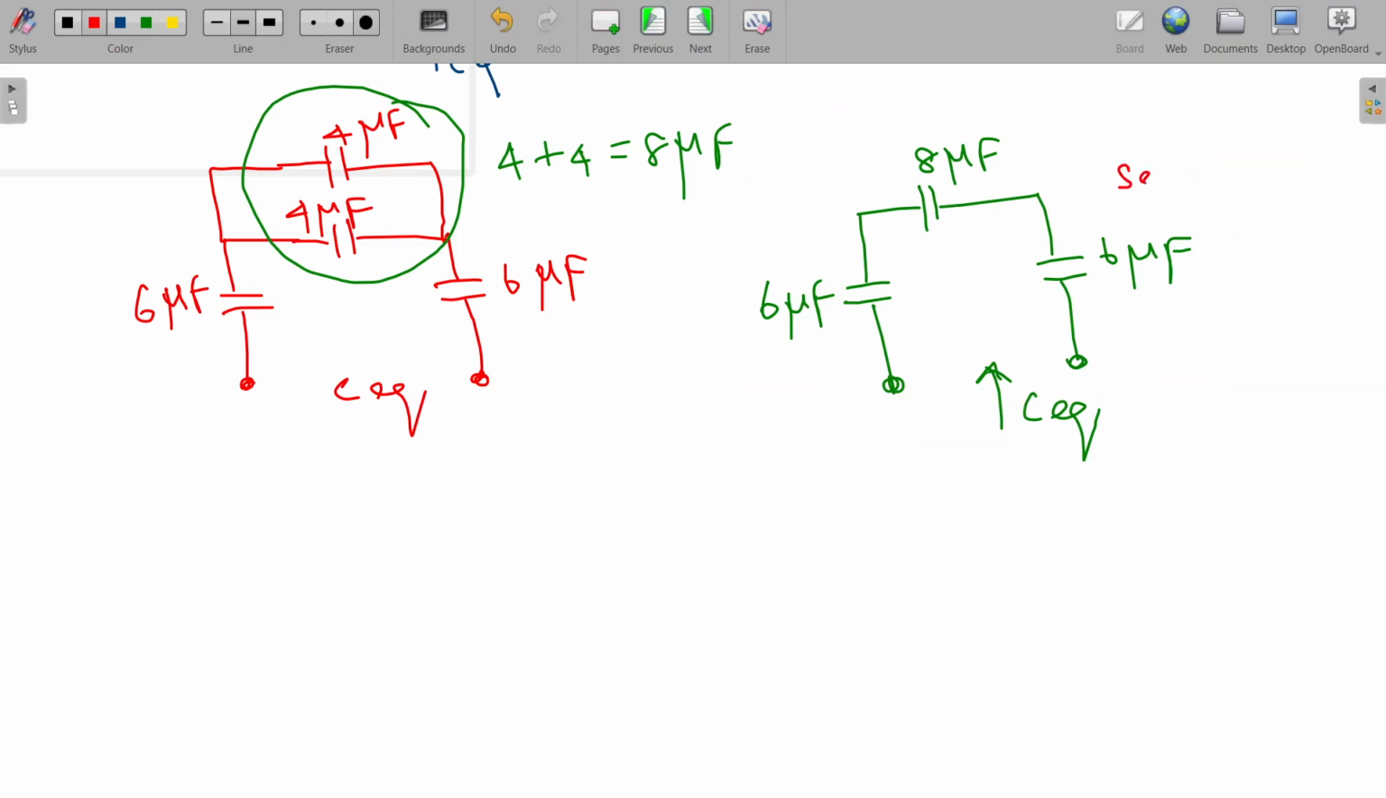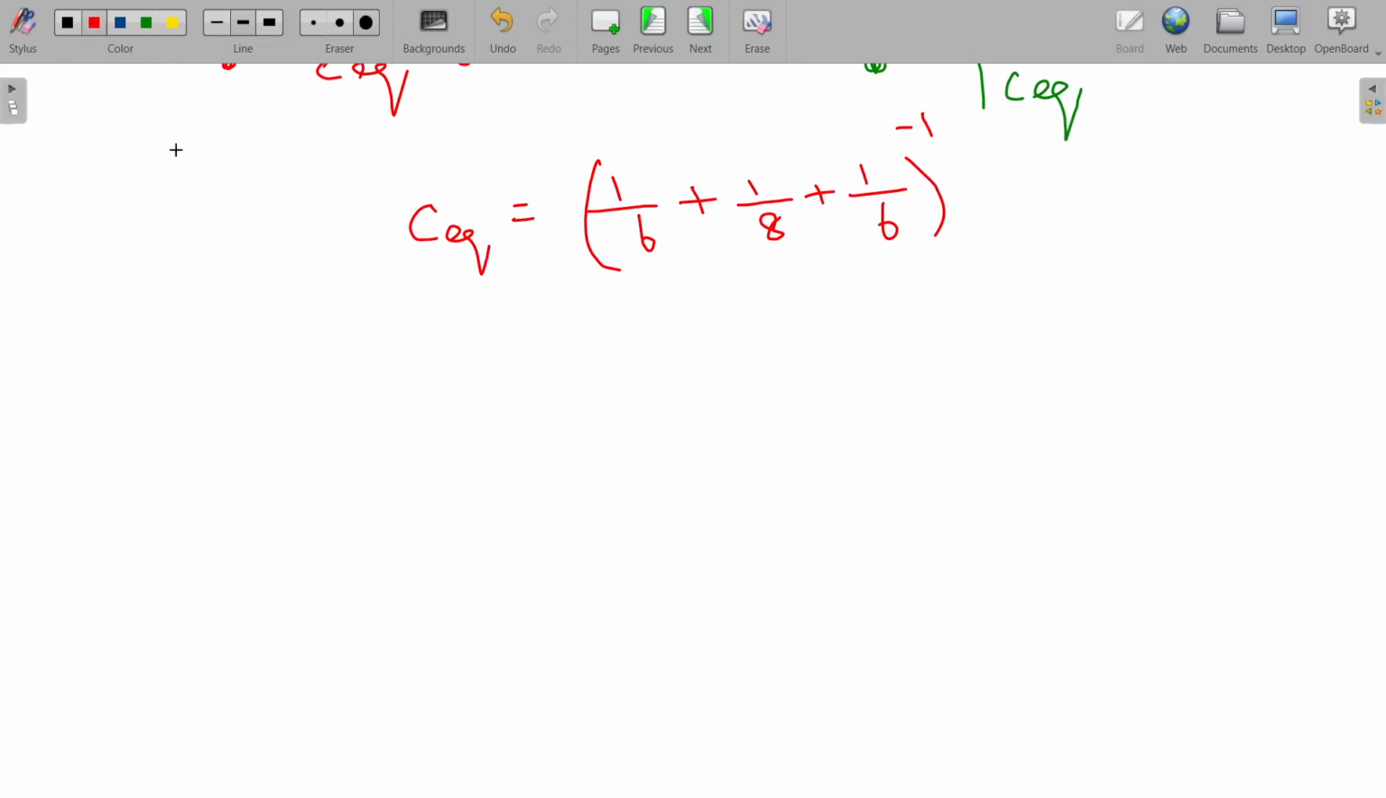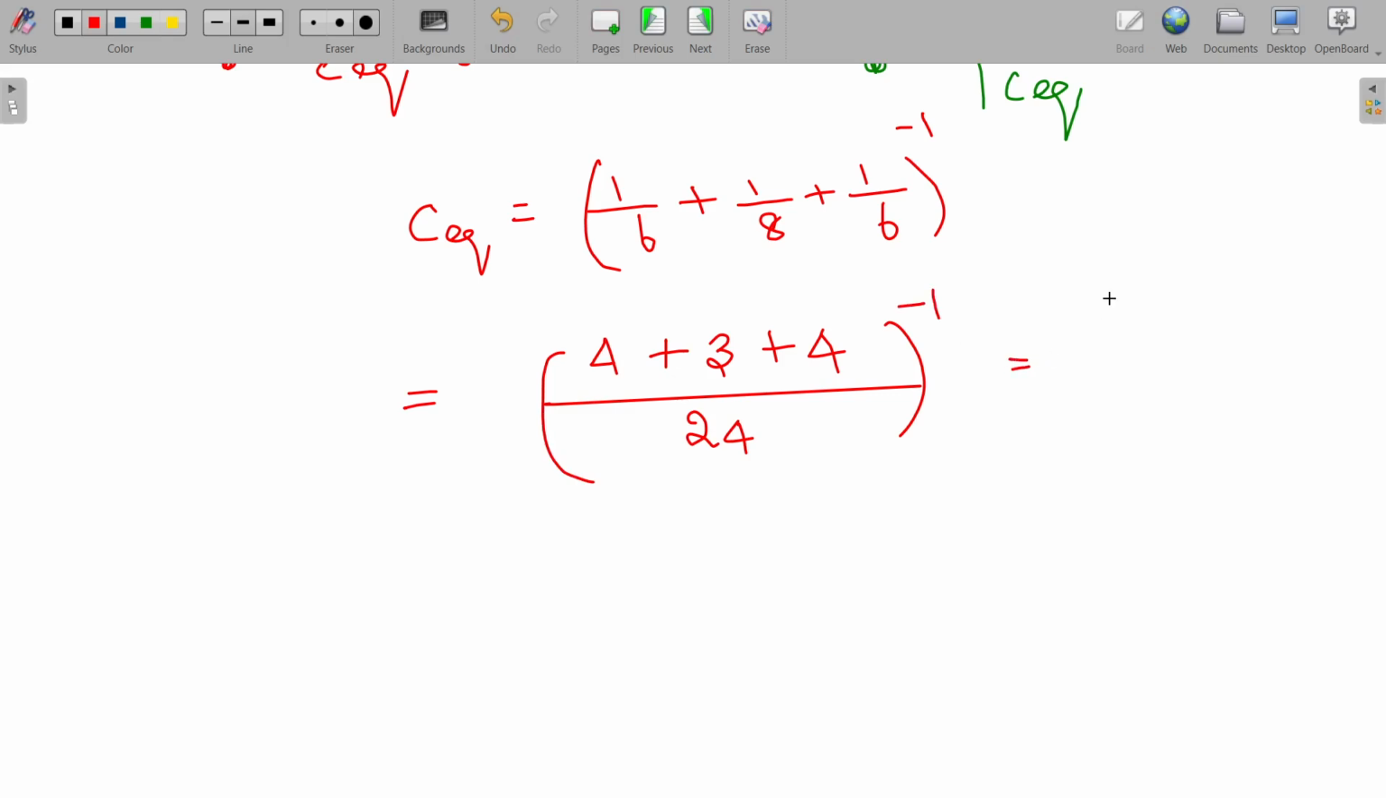So for this series combination, we can find the C equivalent as 1 by 6 microfarad plus 1 by 8 microfarad plus 1 by 6 microfarad, the inverse. So that is equal to, taking 24 as common, 4 plus 3 plus 4, the inverse. So that is equal to 24 by 11, right? So C equivalent is equal to 2.181 microfarad. So this is your answer.